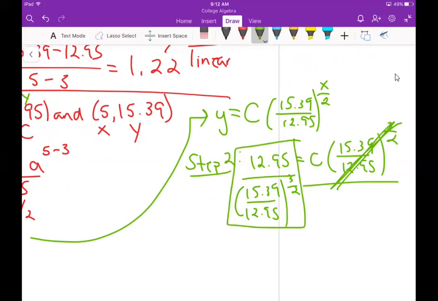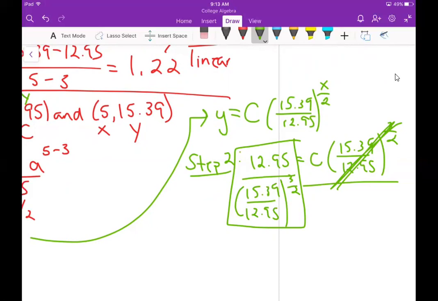So take a second, pause if you need to. I'm going to go ahead and plug that into my calculator as well. So when I plug it in, I'm plugging in 12.95 divided by, open up a parentheses for the entire denominator, then open up another parenthesis for the fraction, 15.39 divided by 12.95.